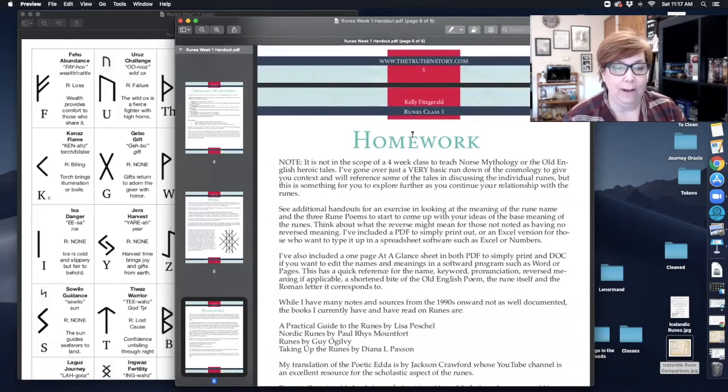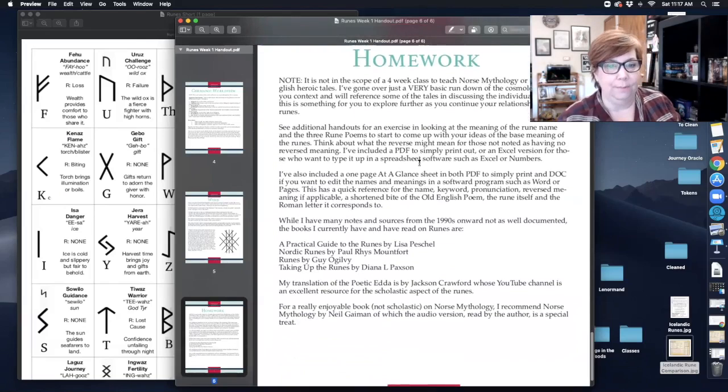I did want to point out here, this last part, I do think that there is no way that a 4-week class is a condensed class no matter what you're teaching.